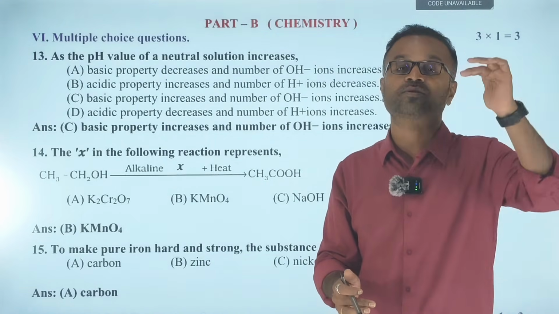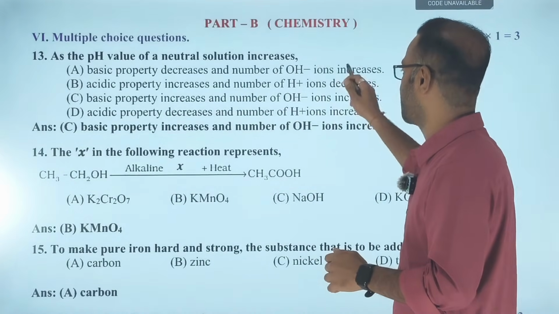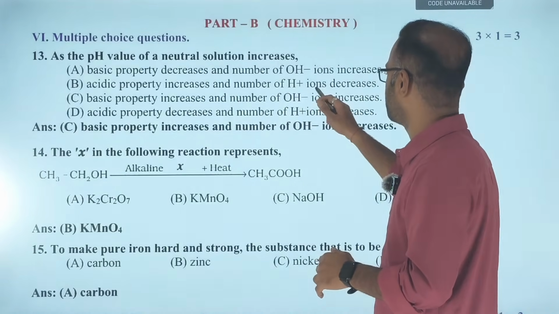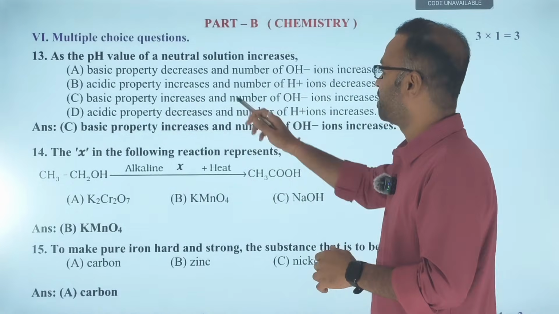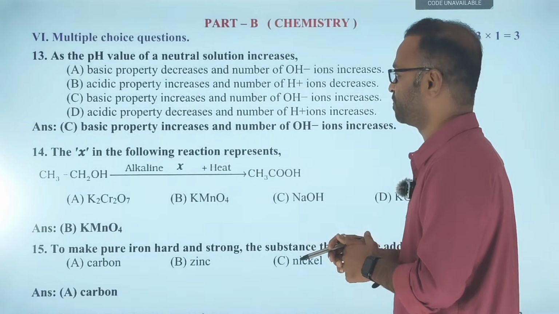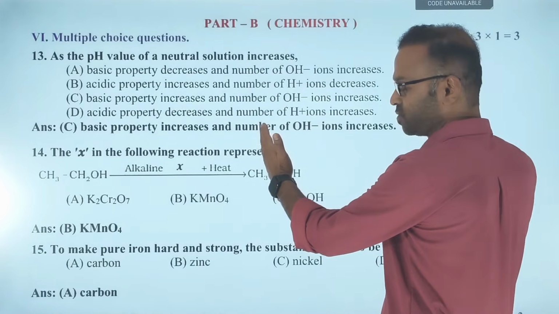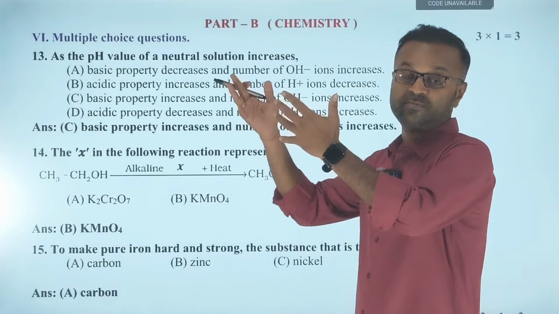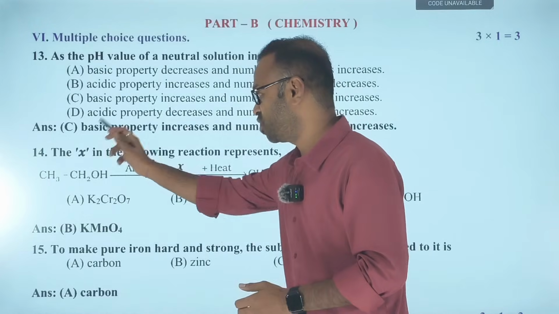The OH minus ion concentration will increase. So that is the correct answer. Basic property decreases and number of OH minus ions increases, that is wrong. Acidic property increases and the number of H plus ions decreases, this is when the pH value will decrease. And the basic property increases and the number of OH minus ions increases is the correct option. As the pH value of a neutral solution goes on increasing from 7, to 8, 9, 10, 11, 12, 13, 14, definitely the OH minus ion concentration will increase and the basic property also will increase. The correct option is option C.